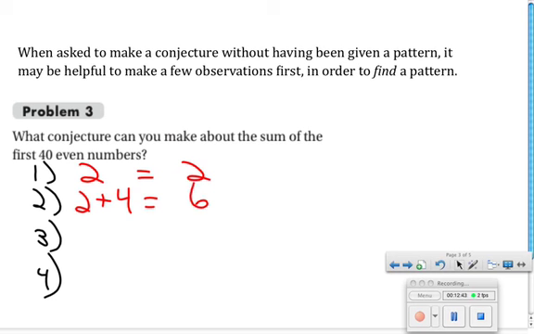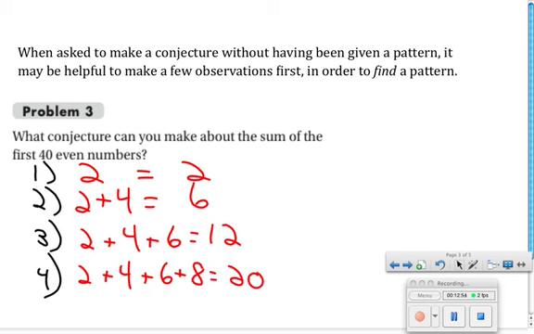And then keep going. I get 2 plus 4 plus 6. I get 12. I get 2 plus 4 plus 6 plus 8. I get 20. Now some of you may be thinking, well, Mrs. Clouse, you said that you were not going to sit here and add and add and add. Well, I'm certainly not going to add all the way to the 40. But I want to develop what the pattern is so that I can come up with a formula.